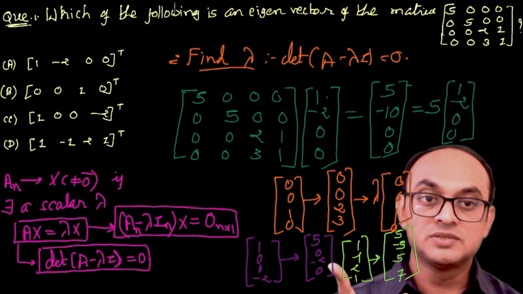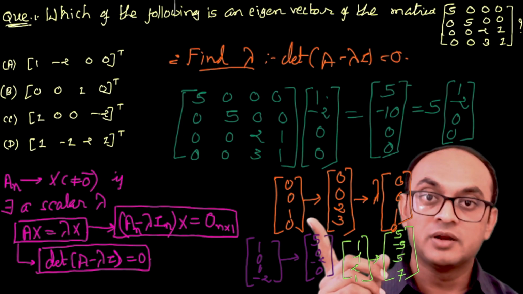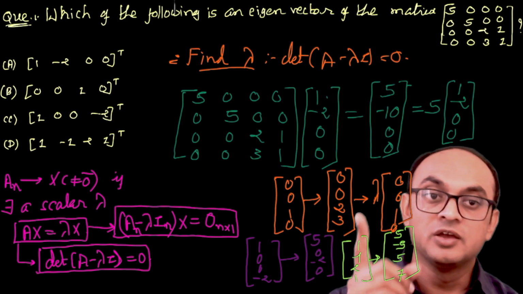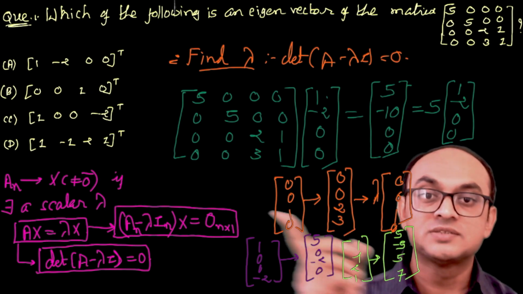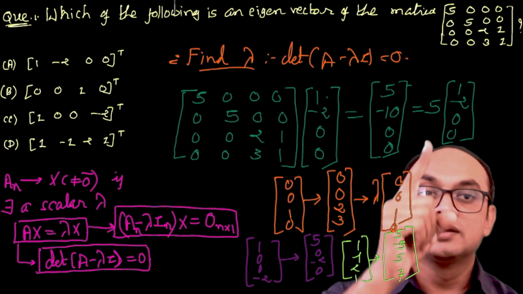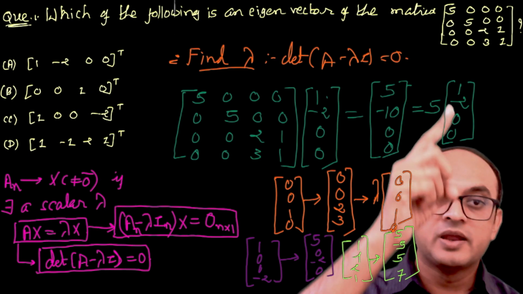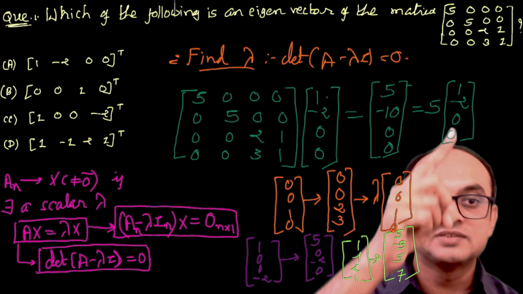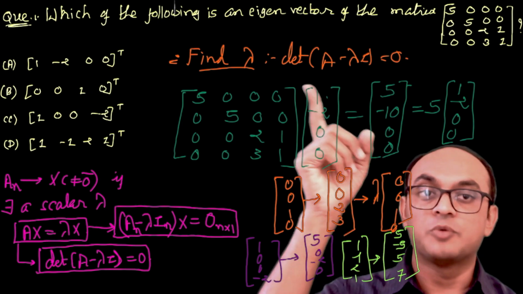Likewise this one and this one, right? So in options B, C and D, we don't find any scalar for which we can convert AX equal to lambda into X. So what is my answer? For lambda equal to 5, AX is equal to lambda into X, and this X is the eigenvector. So my answer is option number.